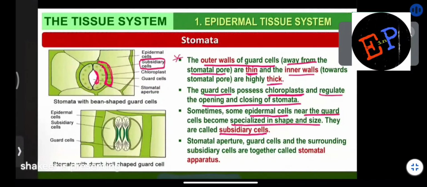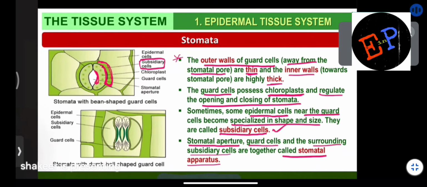Just for accommodating this stomata. For making this stomata to be present in that region, these subsidiary cells are responsible. So they are modified such that stomata is present in that particular region. Okay? So such modified cells, what do you call them? You can call them subsidiary cells. Clear? So the stomatal aperture, guard cells and the surrounding subsidiary cells are together called the stomatal apparatus.